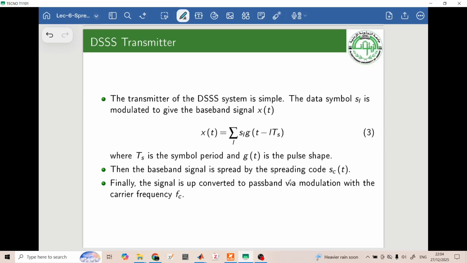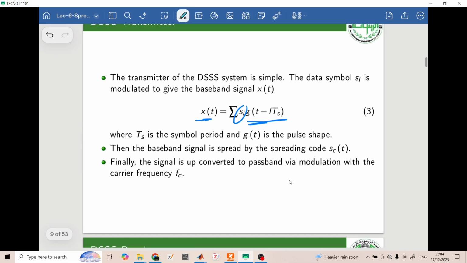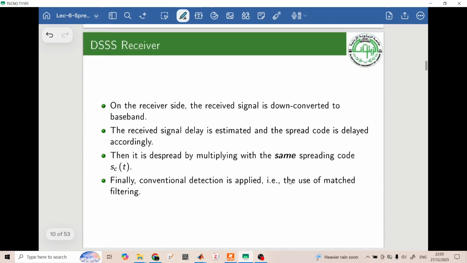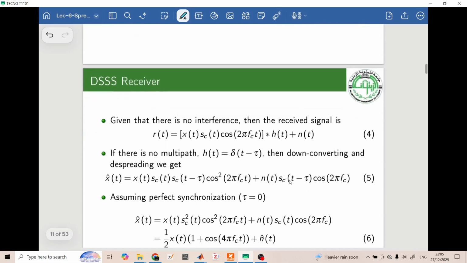As we saw at the transmitter, this is the time signal before spreading. So we have a symbol multiplied by the pulse shape. And now we multiply it in the time domain by the spreading code, and we modulate it. As for the receiver, we do the down conversion, and then we de-spread it, and we use match filtering and decision to get the estimated version of the transmit signal.